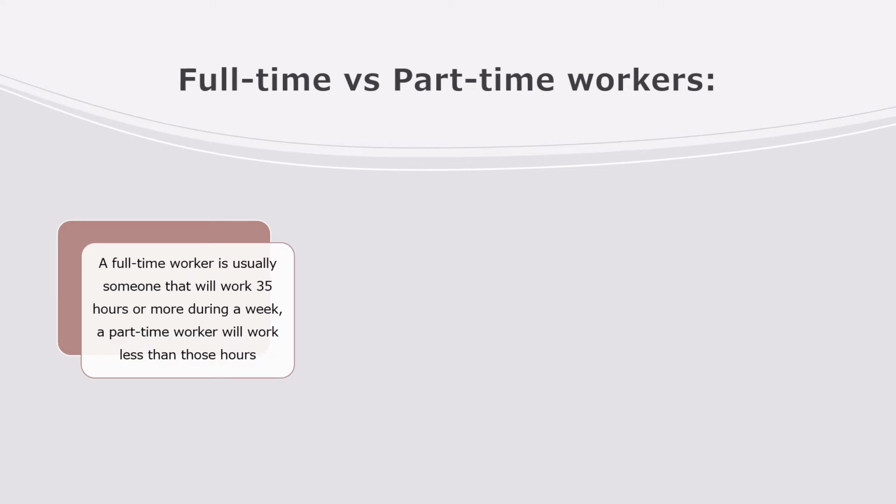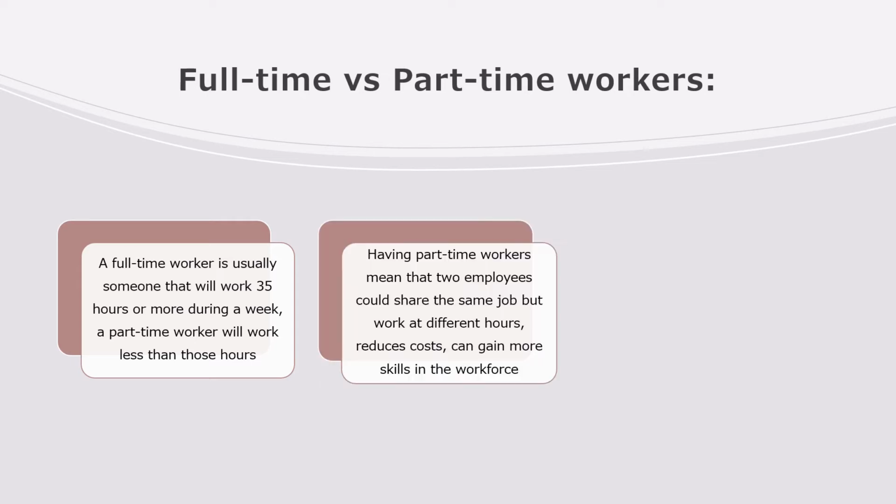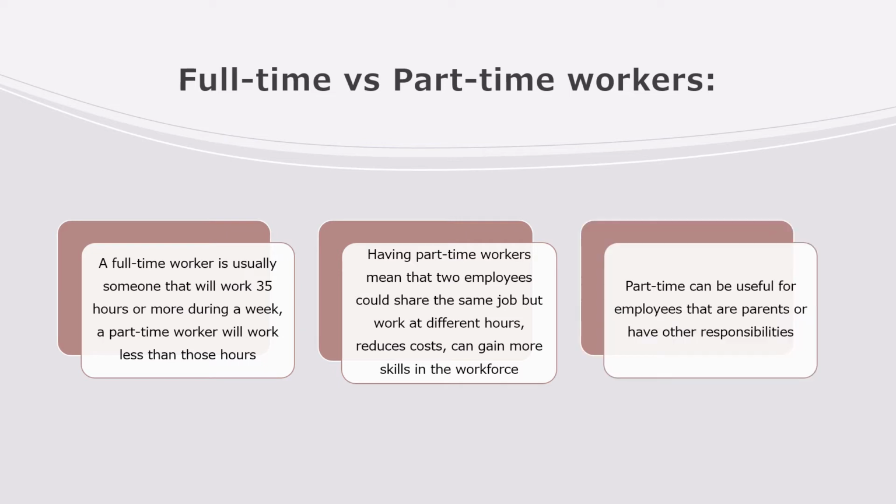Full-time versus part-time workers. A full-time worker is usually someone that will work 35 hours or more during a week, and a part-time worker will work less than those hours. Having part-time workers can mean that two employees could share the same job, but they would work different hours. That can help reduce cost, and it can also mean that the business can gain more skills in the workforce. Part-time can be useful for employees that are parents or have other responsibilities.